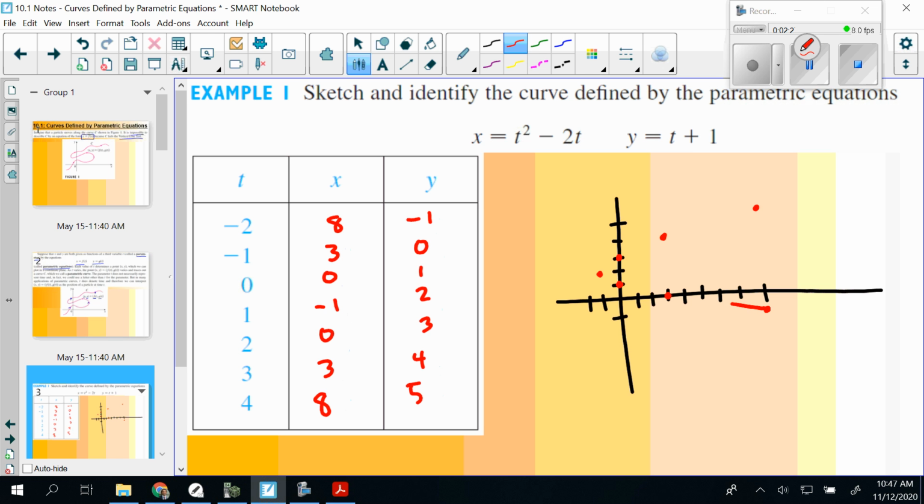So if we connect these, there's our graph. And as we were graphing those points, the direction that it was moving was this way. So what you want to do when you're graphing a parametric is also indicate the direction that those points are moving.